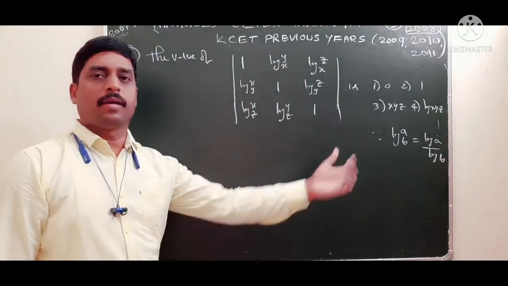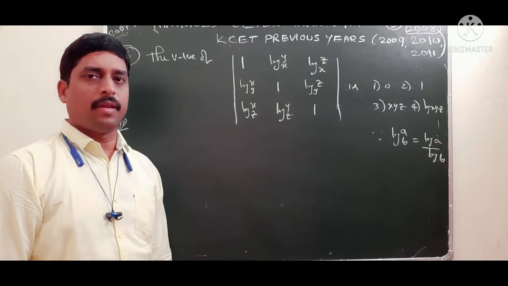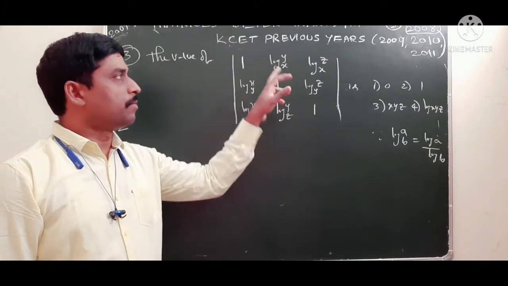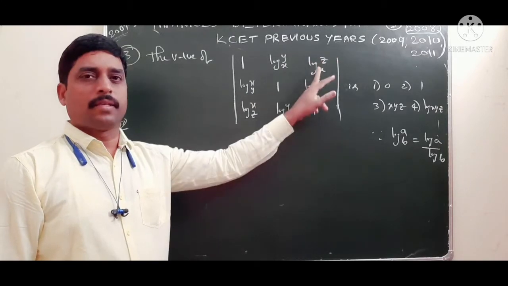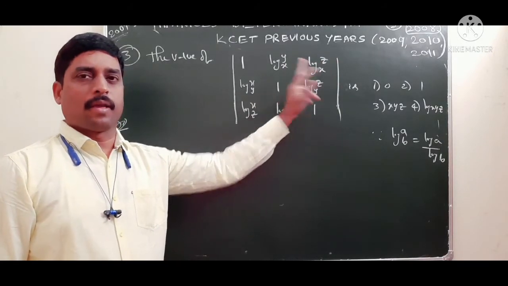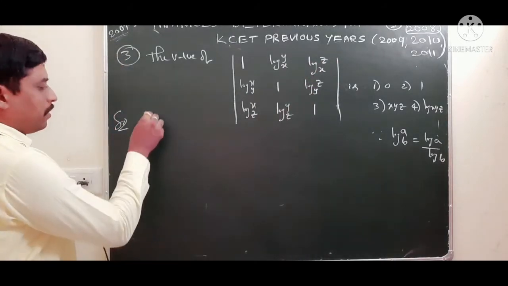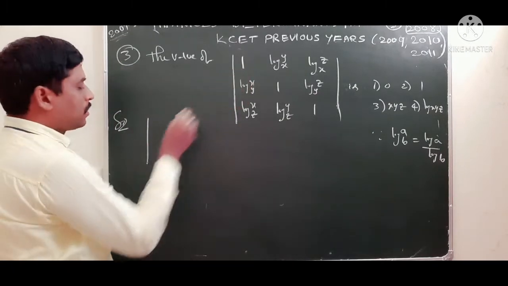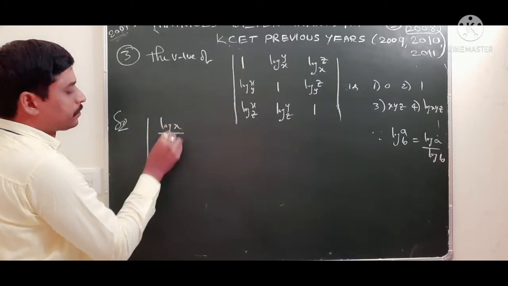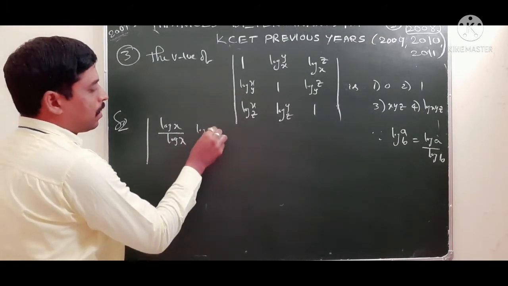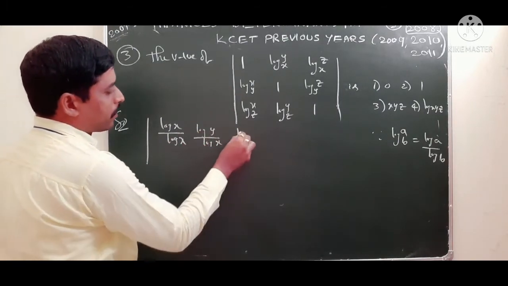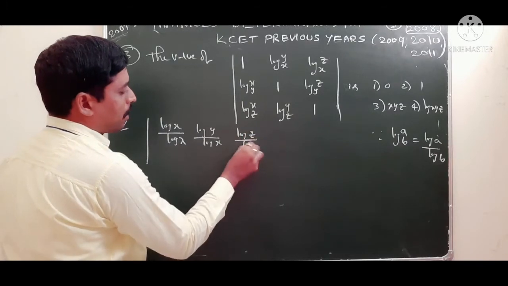What is the formula? Log A base B is equal to log A by log B. So by using that formula, log Y base X is log Y by log X, and log Z base X is log Z by log X. Now this is going to be 1. This 1 can be written as log X by log X. So the remaining, by using the formula, are log Y by log X and log Z by log X.